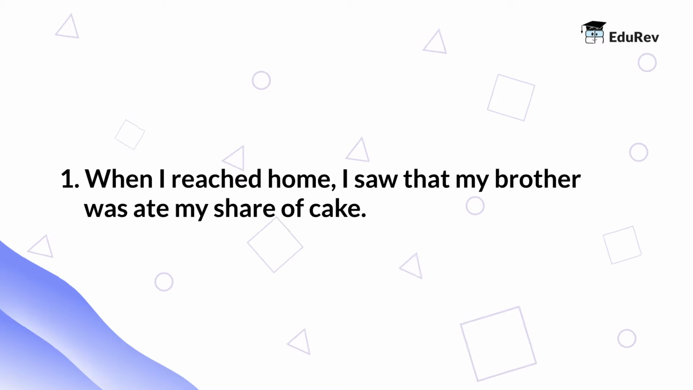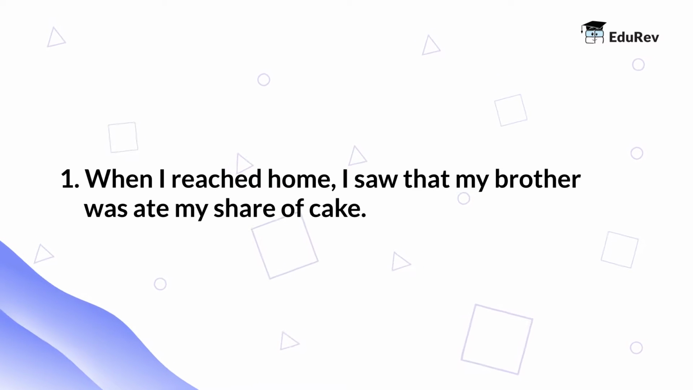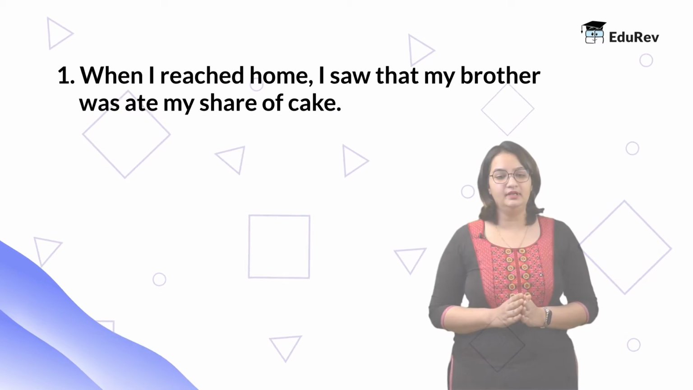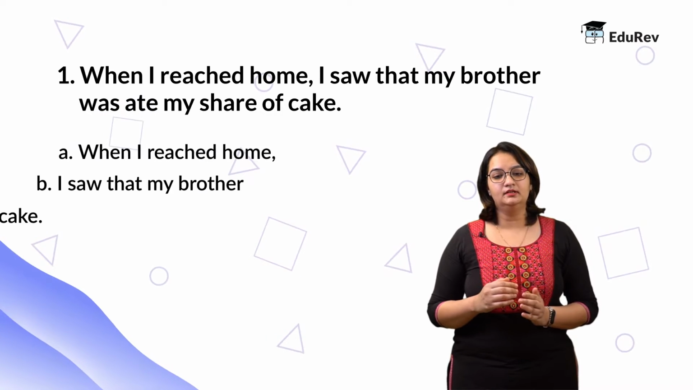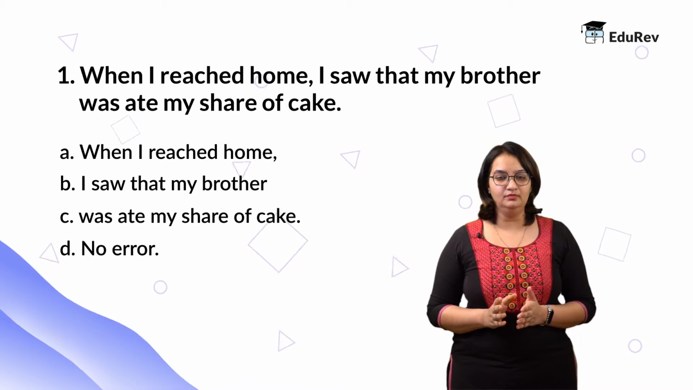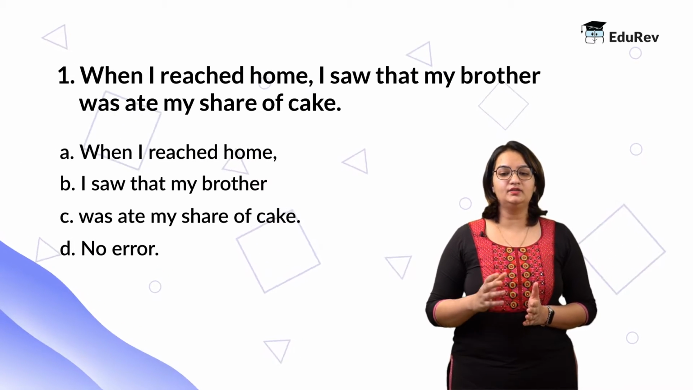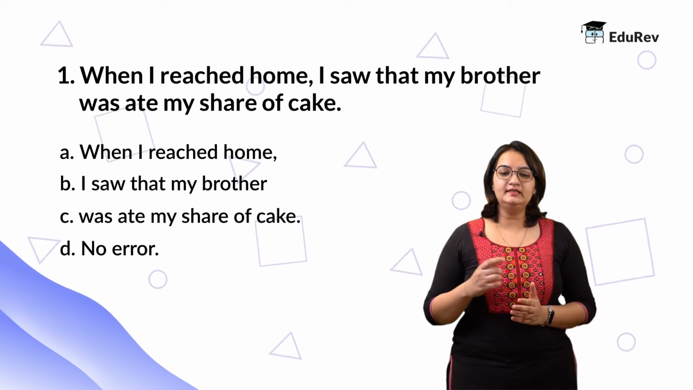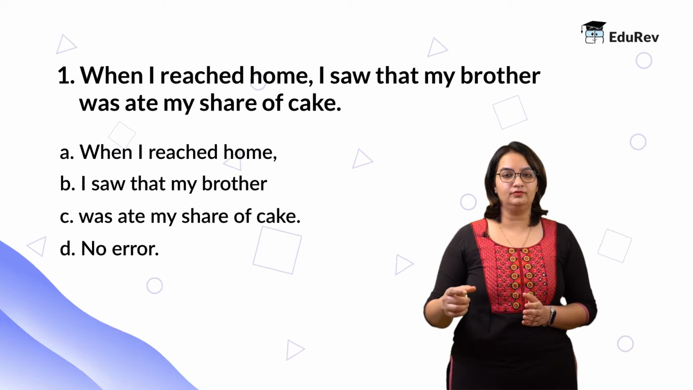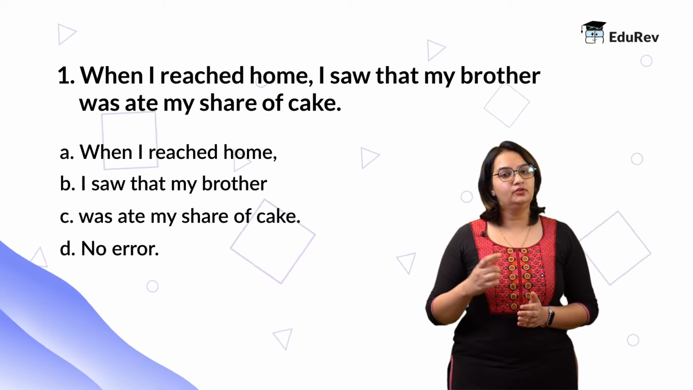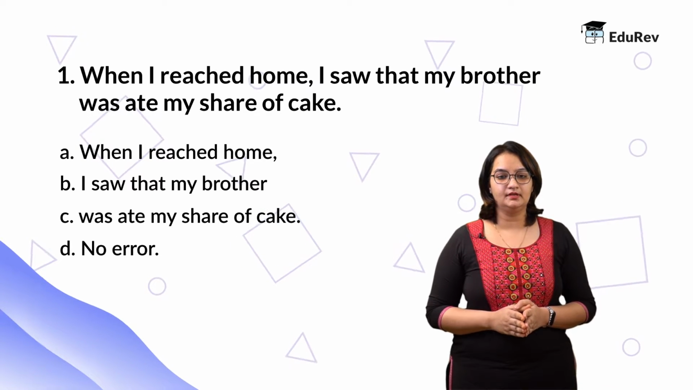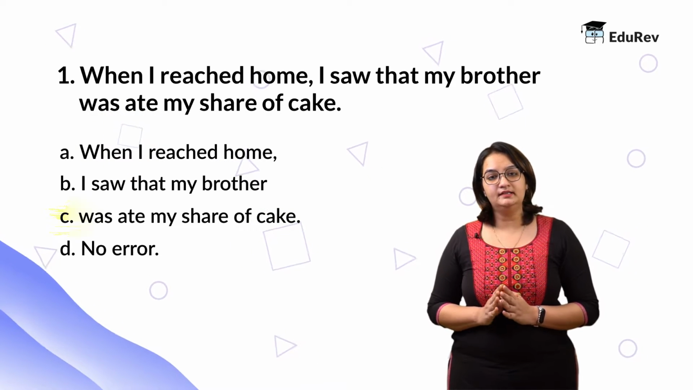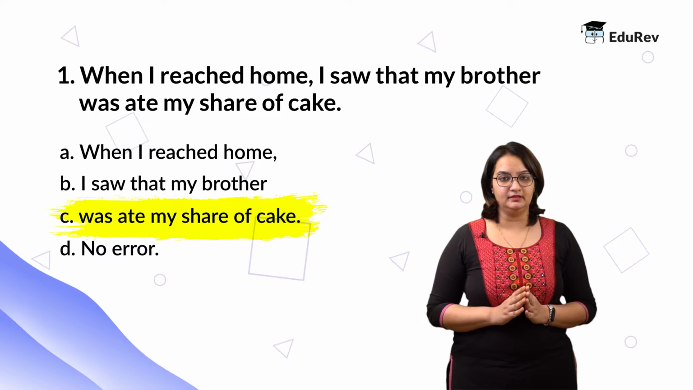When I reached home, I saw that my brother ate my share of cake. Now here, let's see the breakdown. Option A, when I reached home. Option B, I saw that my brother. Option C, ate my share of cake. And option D, no error. Error is in part C of this particular statement.